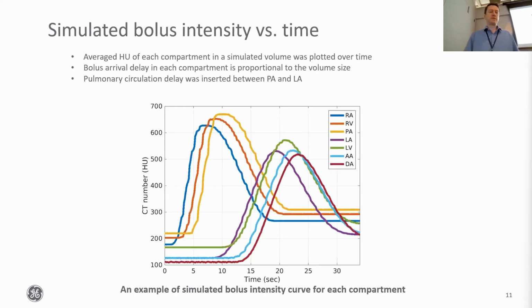This shows an example of the simulated bolus intensity over time. You can see that the right atrium is the first chamber that the blood enters, and the shape is very similar between the right atrium, the right ventricle, and the pulmonaries. Then we have some dispersion that we introduce between the left chambers and the right chambers, and that models the fact that some of the blood takes a shorter route through the lungs than other blood. You end up with a bit of a smoother curve on the left side, which you can see here, going onto the left chambers and the ascending and descending aorta.